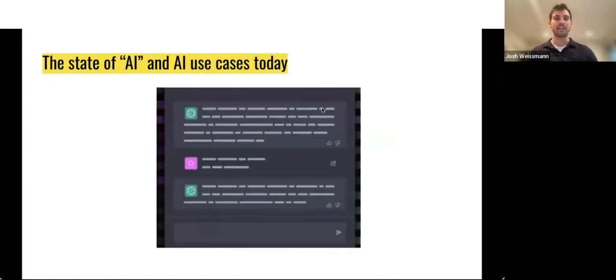So what is AI today? The state of AI and AI use cases today. For most people, generative language models and generative image websites are, quote, AI, right? You look here at this picture. This is a picture of ChatGPT, and this is what AI means to them. It's a chatbot. You can ask questions, you get back information.